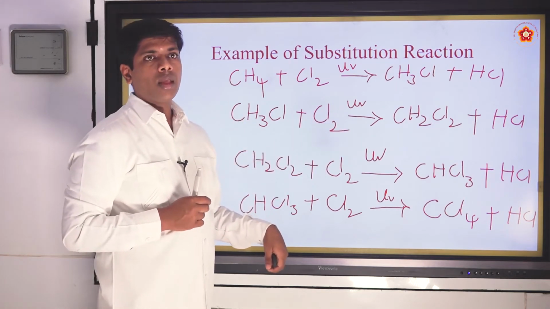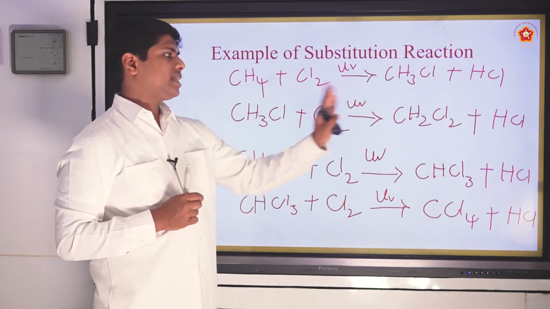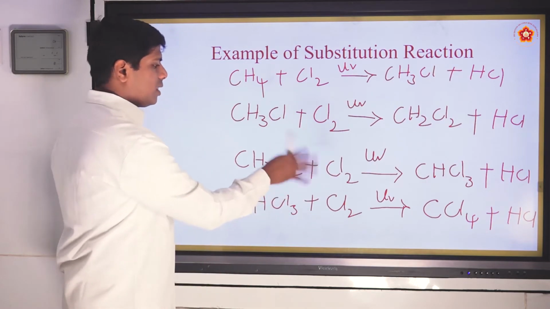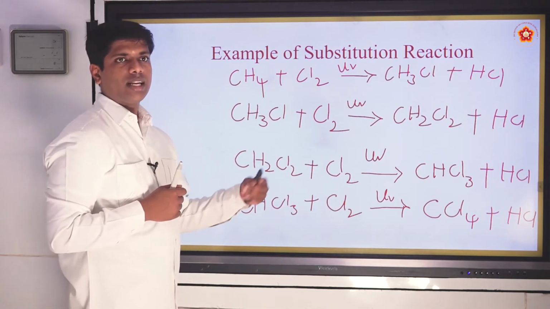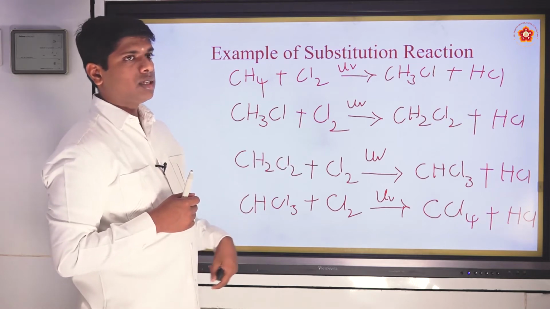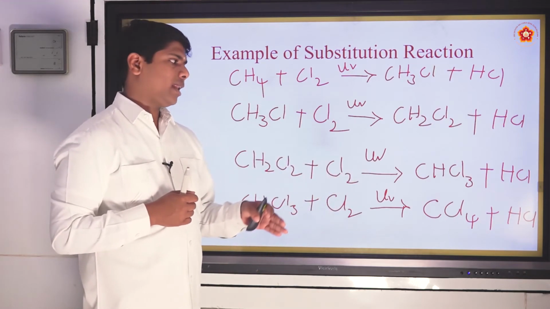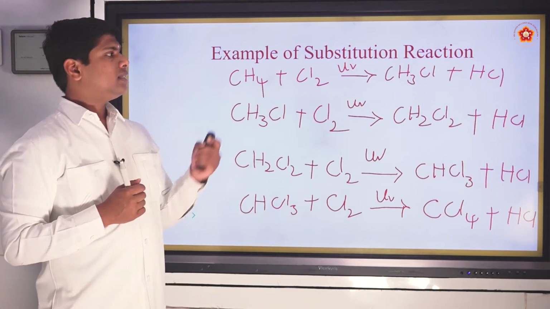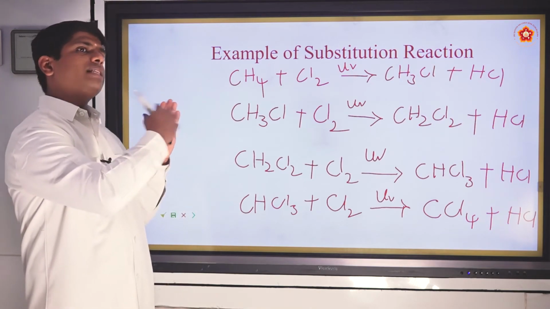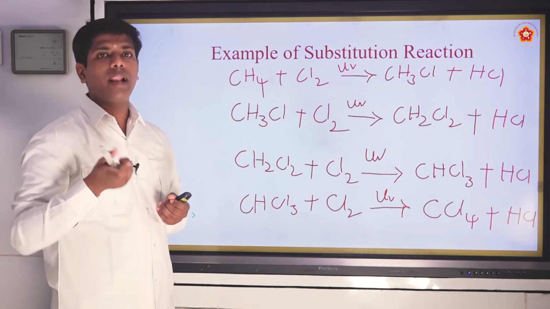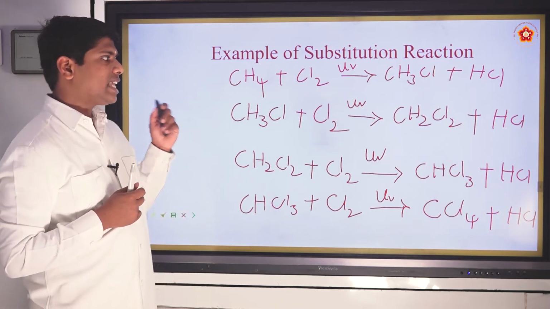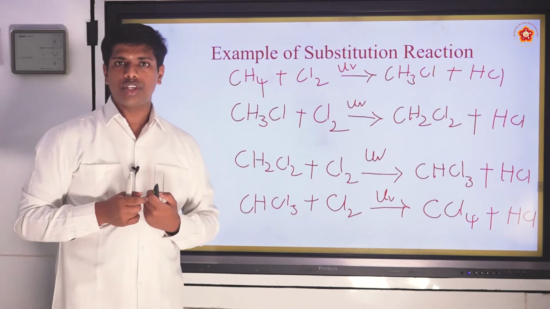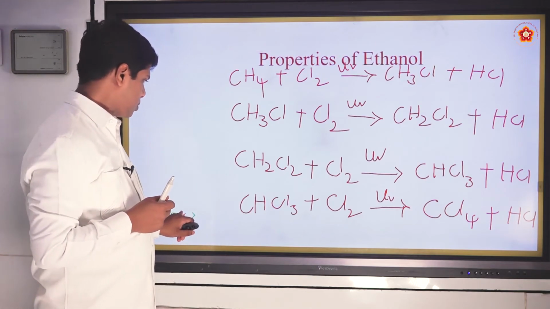It forms trichloromethane plus HCl. Next, trichloromethane reacts with Cl2, that is chlorine. Then it forms tetrachloromethane and HCl is liberated. This is about substitution; each substitution is a very simple reaction. These are the examples for substitution reaction.